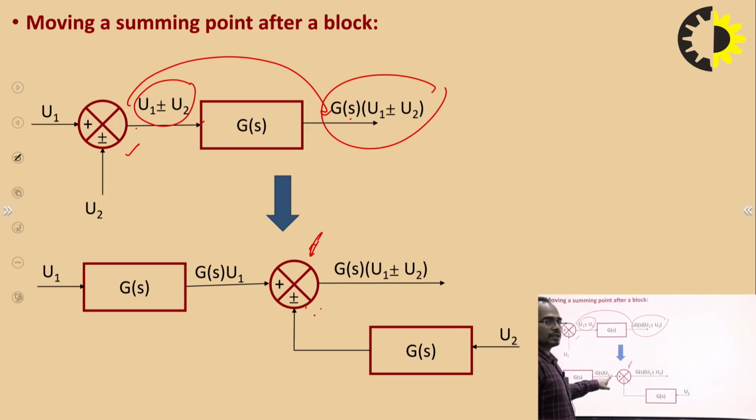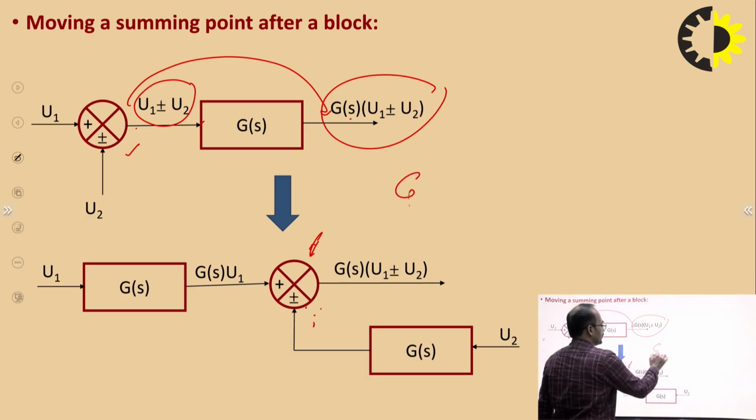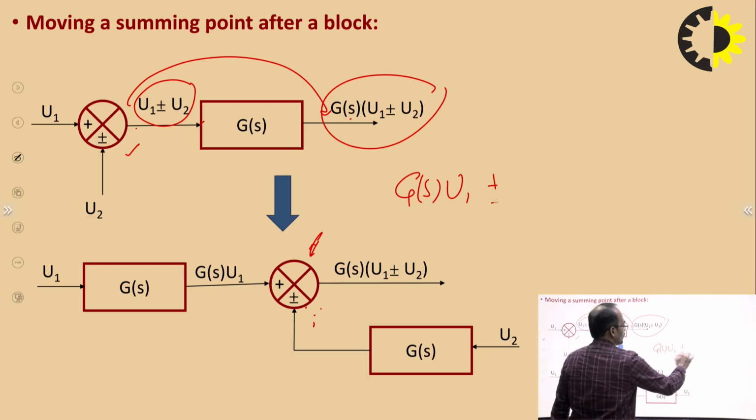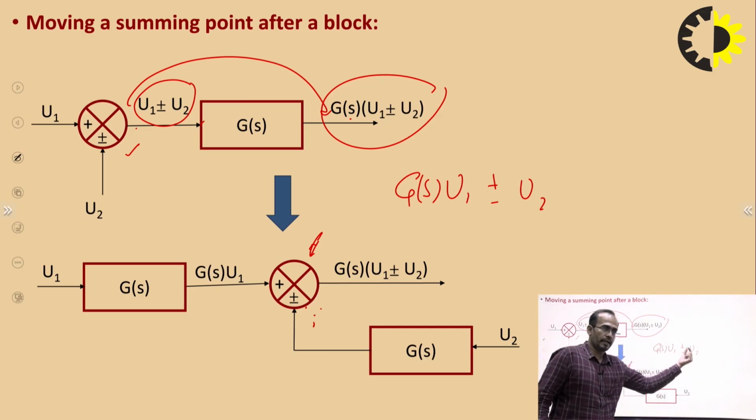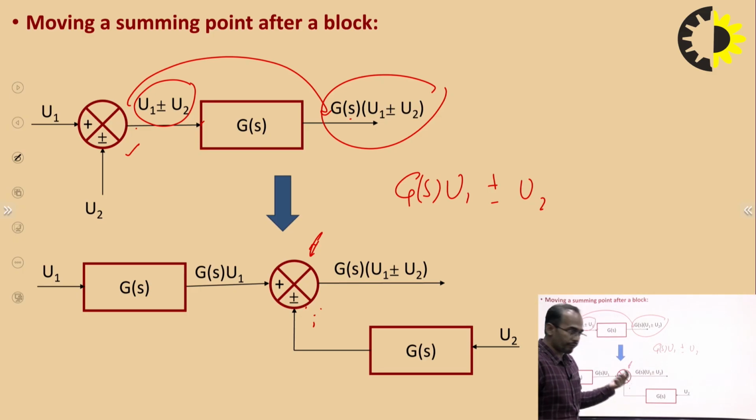Here I am getting Gs u1. What is the output? Gs u1 plus minus u2. If I apply u2 directly to this summing point, then I will not get Gs u1 plus minus u2. So for getting this Gs times u2, what we will do, we will use a block of gain Gs. So here I have used the block of gain Gs at this summing point, for getting the output equivalent to this output.